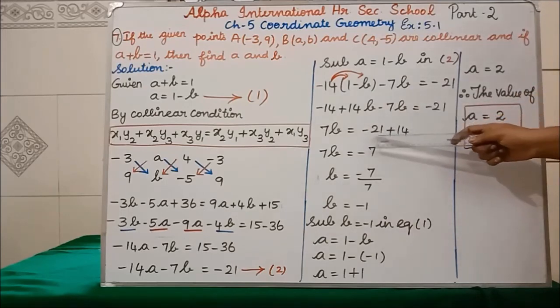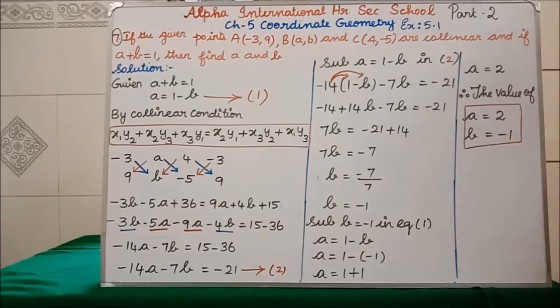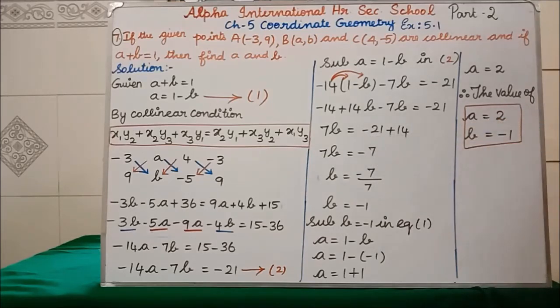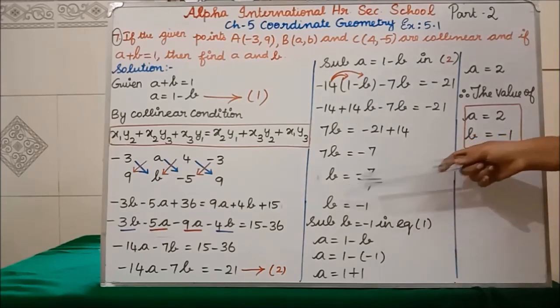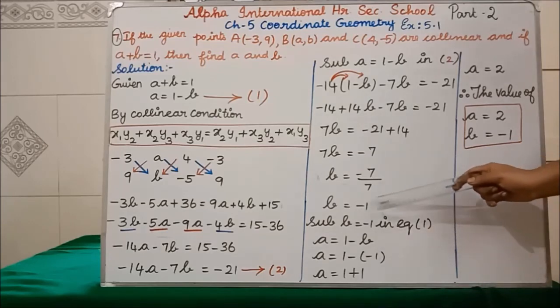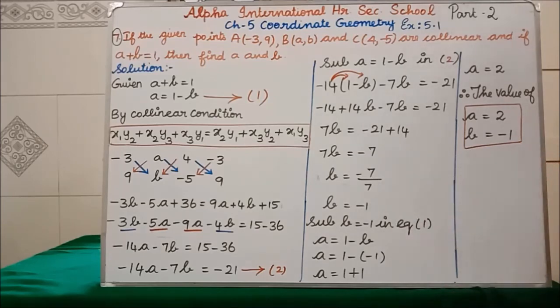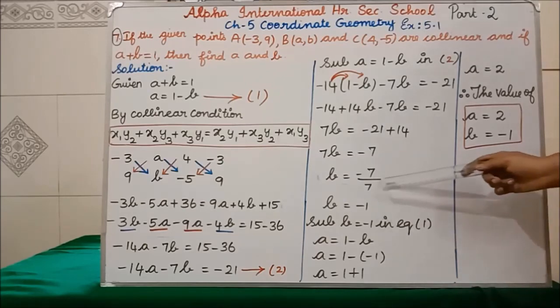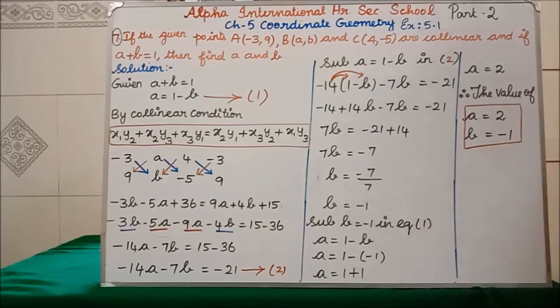So -21 plus 14 is what? You have to subtract. If you subtract 14 from 21 you will get 7, and because the greater number is -21, the answer is -7. So we are getting 7b equal to -7, so b equal to -7 divided by 7. If you cancel 7 we will get b equal to -1. Clear? Now we have got the value b equal to -1.